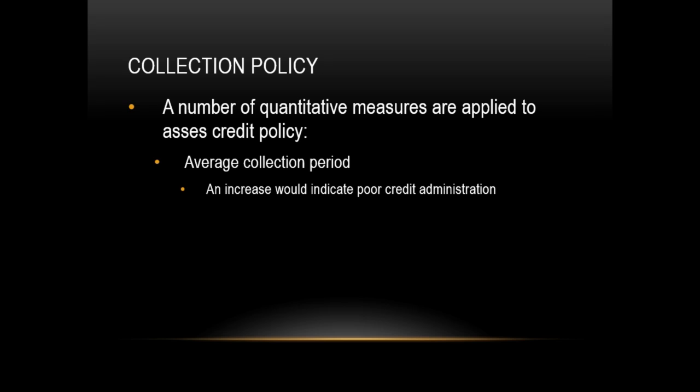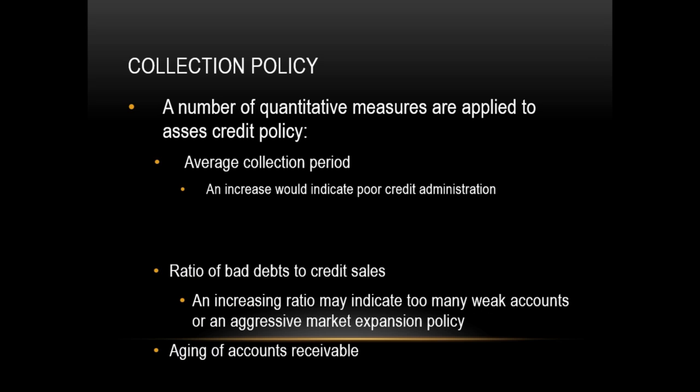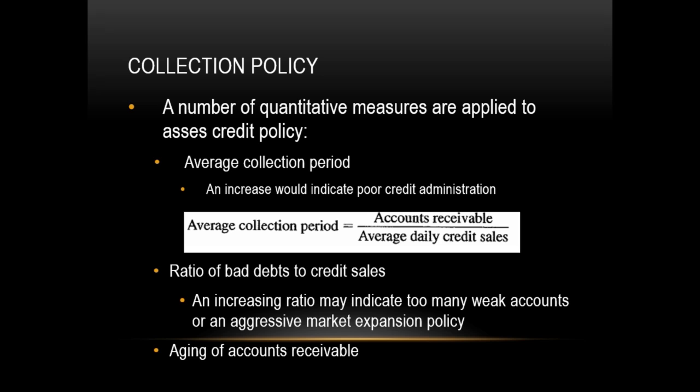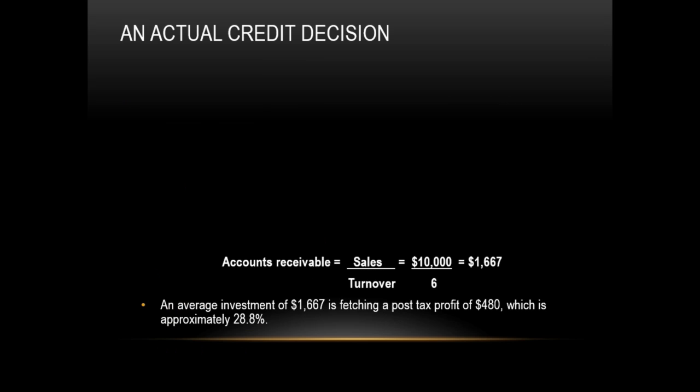Collection policy. A number of quantitative measures are applied to assess credit policy. Average collection period. An increase would indicate poor credit administration. Ratio of bad debts to credit sales. An increasing ratio may indicate too many weak accounts or an aggressive market expansion policy. And aging of accounts receivables, all determined from the average collection period, which is accounts receivable over average daily credit sales.